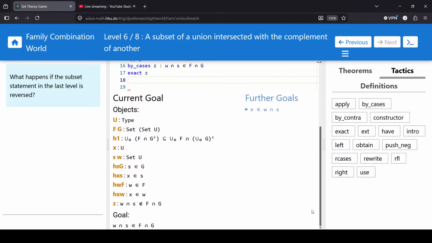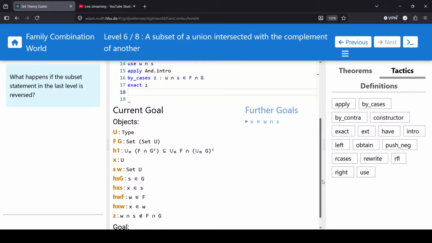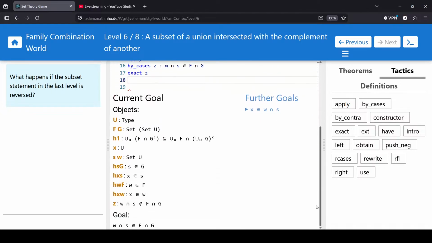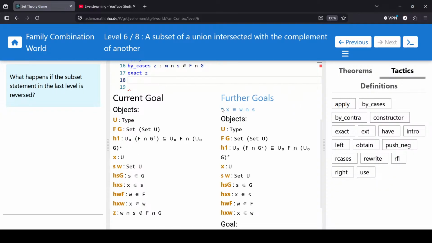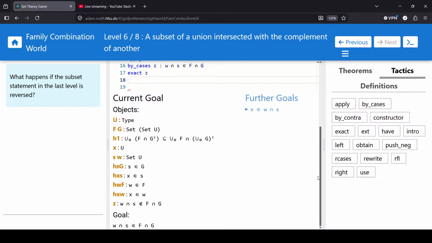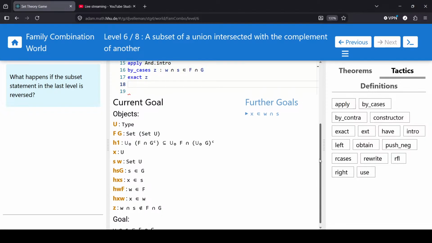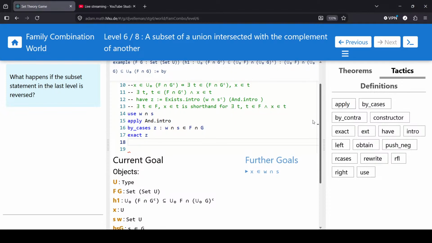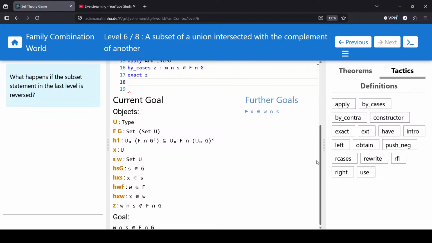Okay. Well, I think I am sufficiently stumped. Congratulations! You did it. I am defeated. I can't figure out how to go from here or anywhere. Like, do I use by cases? I don't know. It doesn't seem like it's helping me.